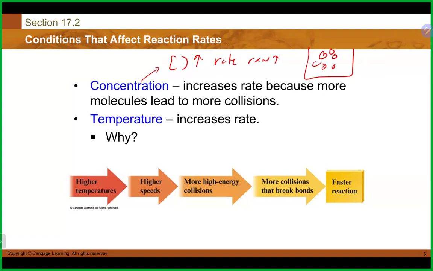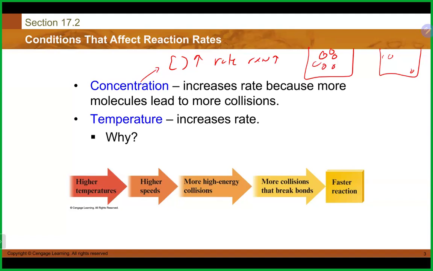If you had a much lower concentration, it's going to be pretty sparse there, and it's going to take longer for everybody to find each other, to collide, and really start to react. Now, temperature also plays a really important role because, as I mentioned before, not only do you need the collision to occur, but you also need the right amount of energy.